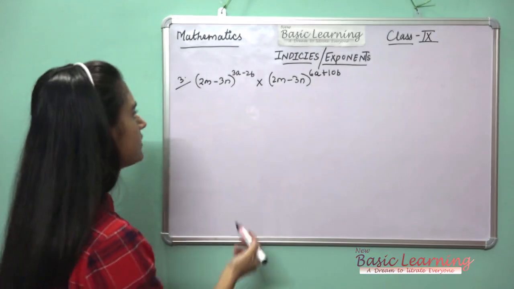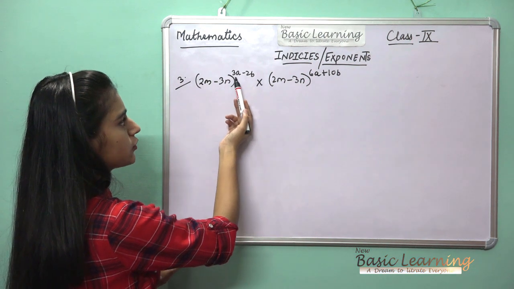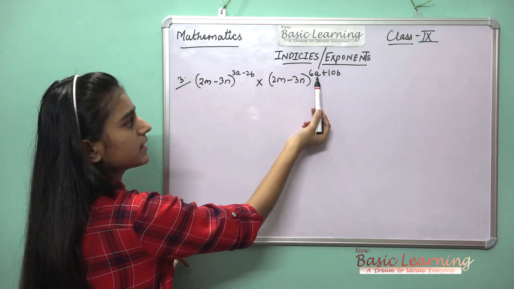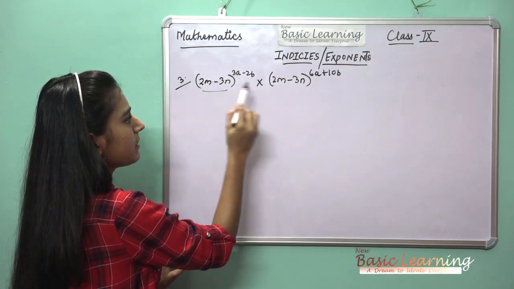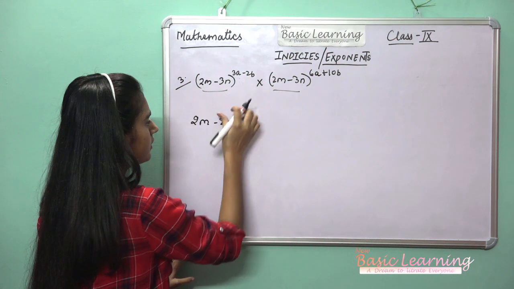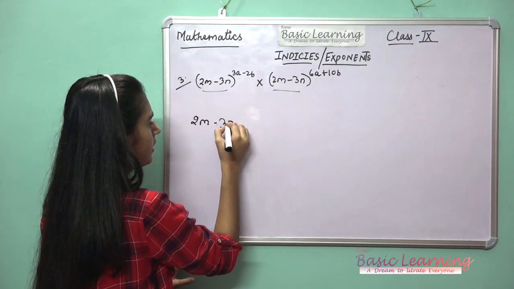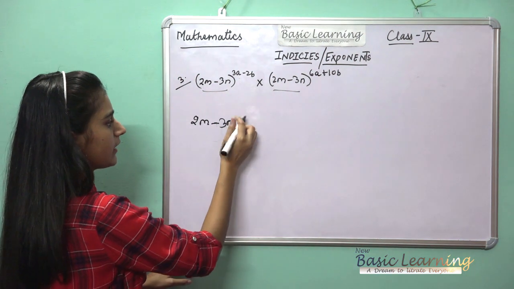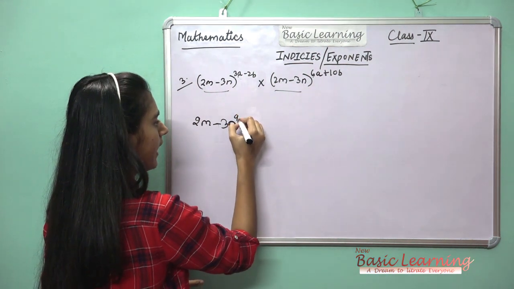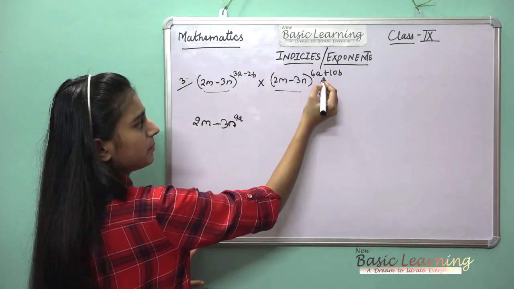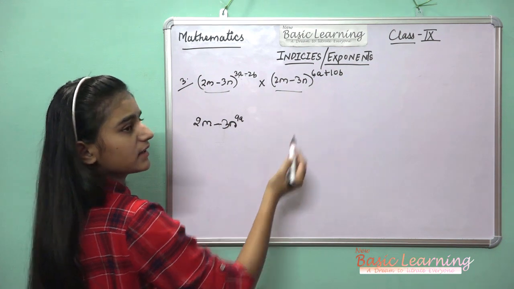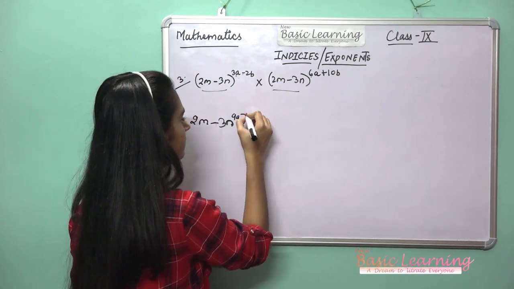Now the third question says 2m minus 3m to the power 3a minus 2b multiplied by 2m minus 3m to the power 6a plus 10b. So you can see the bases are same. So we will write as it is, minus 3m. Then 3a plus 6a gives 9a. Then minus 2b plus 10b gives 8b.